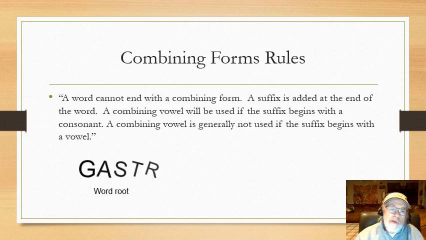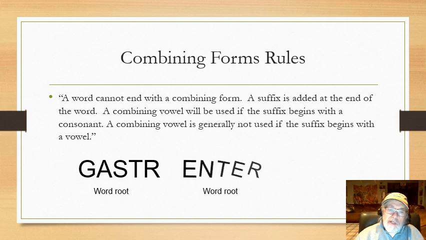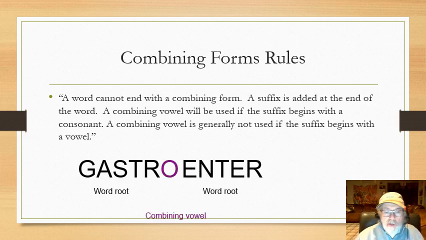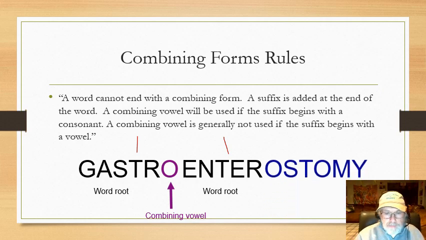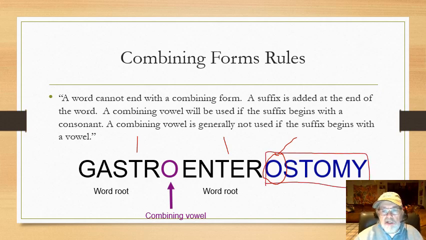So let's look at what we're talking about. Let's take gastro again, and let's take enter, and we know we have to add that O in there. Gastroentero, okay, that's part of it. Let's add a suffix, because this is a word root, I need a suffix. Let's add a suffix: ostomy. Ostomy is making a surgical opening. Okay, gastroenterostomy. Now, ostomy is a suffix that begins with a vowel, so I don't need to add another combining vowel.